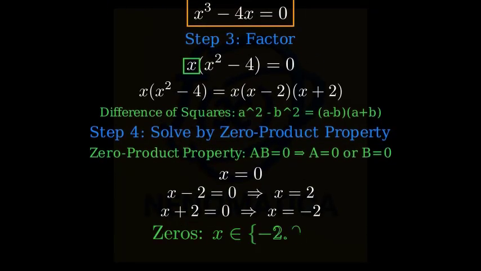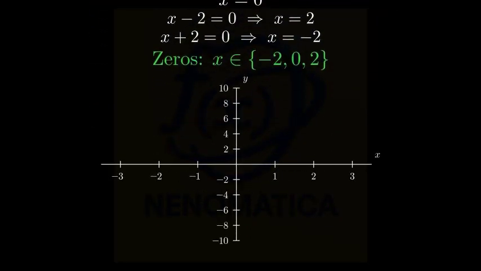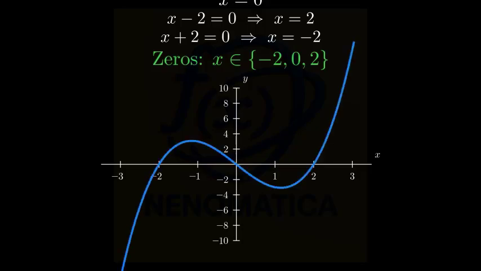So the zeros are x equals negative 2, 0, and 2. Let's visually check our answers on a graph. We draw axes, and the curve of x cubed minus 4x. Notice the graph crosses the x-axis at -2, 0, and 2. We'll mark these intercepts clearly.